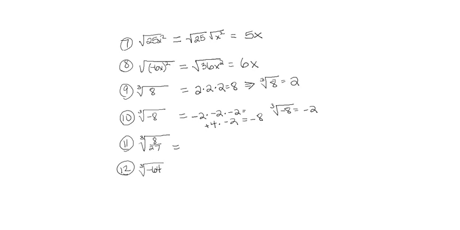Number 11, we're looking at another fraction underneath the radical. We're looking at the cubed root of 8 over 27. Just like a square root, we take the cube root of the denominator and the numerator. So the cubed root of 8, as we figured out earlier, was 2. And the cubed root of 27 is 3, because 3 cubed equals 27.